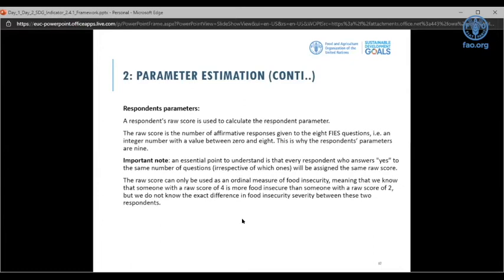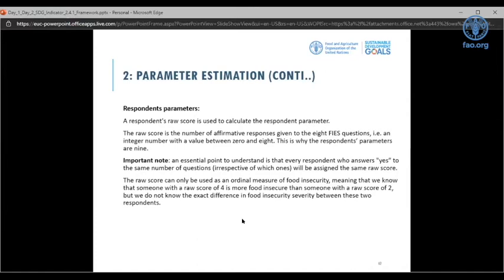So thereafter, the respondent parameters are estimated from the raw score. The raw scores are the number of affirmative responses given to the 8 FIES questions. It is an integer number with value between 0 and 8. And hence, the total number of respondent parameters are, in fact, 9. So you can have 0 for all the 8 questions, which is, by the way, also a response. And then you can have answer one question or two or three. And hence, the reason as to why we will have 9 respondent parameters.